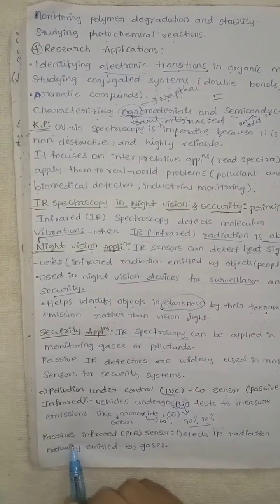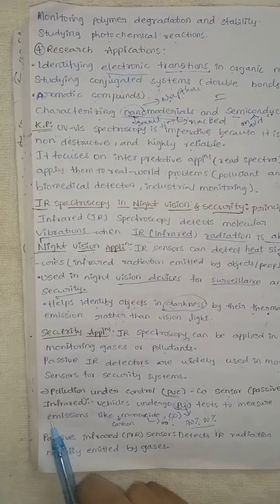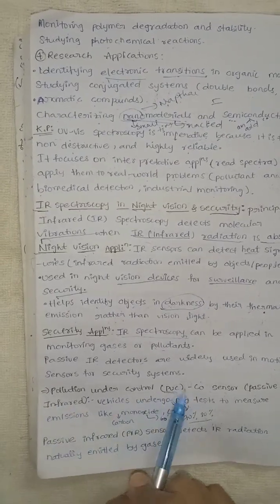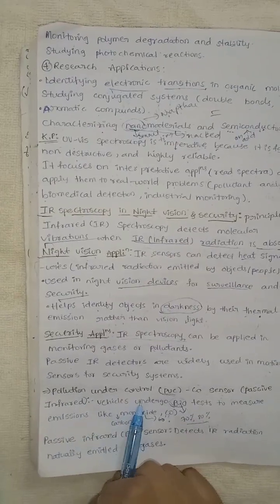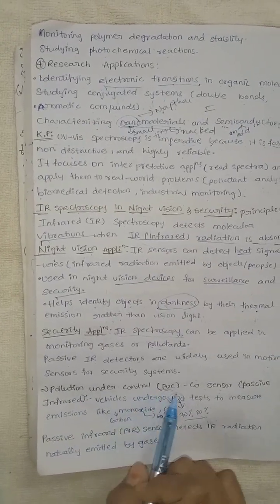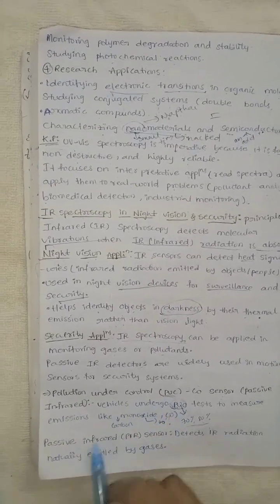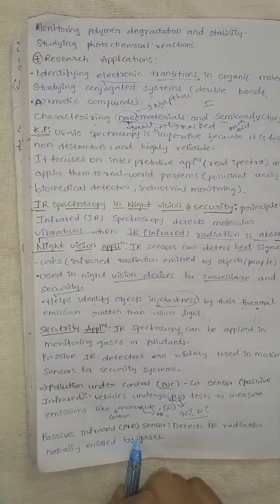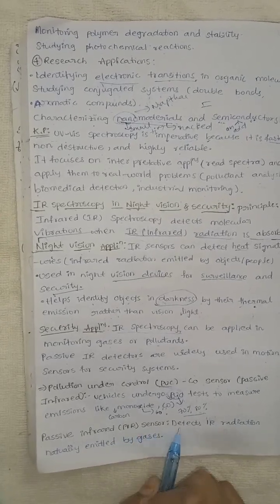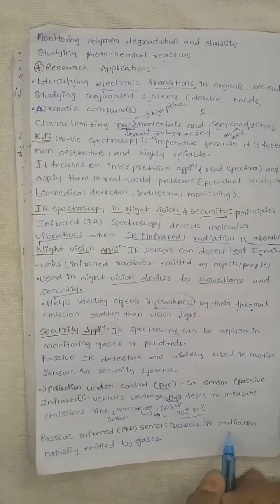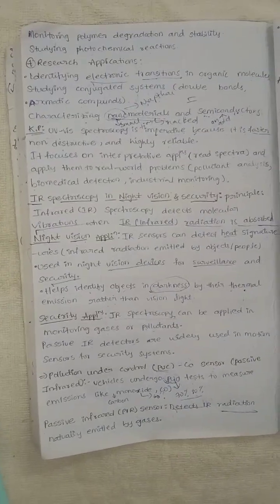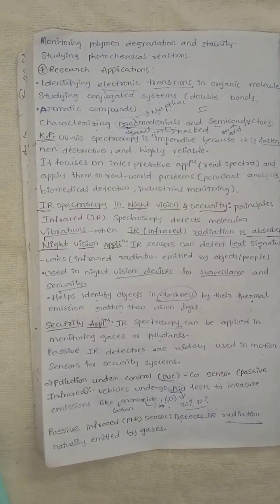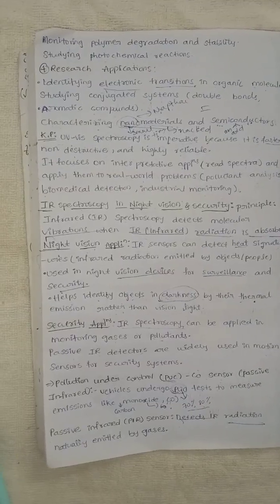And checking PUC for bikes is useful for human health and for nature. The passive infrared PIR sensor is used to detect the radiation naturally emitted by gases, by gas nature.